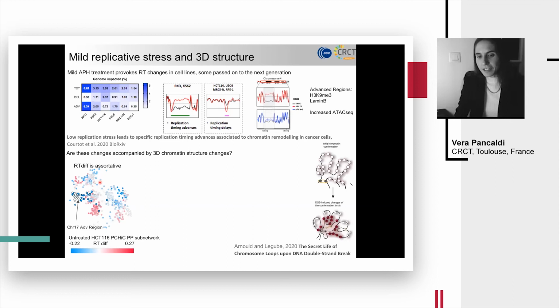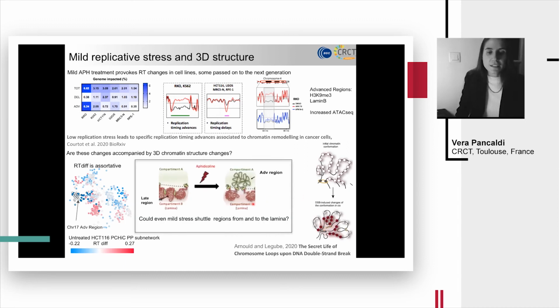So this is not entirely surprising, because the lab of Gaël Legube has actually shown that inducing DNA double-strand breaks and very serious DNA damage can produce a rearrangement of the 3D structure. So the question here is: is it even possible that with this mild aphidicolin stress, we are actually removing some regions from the lamina compartment and moving them towards an open compartment?